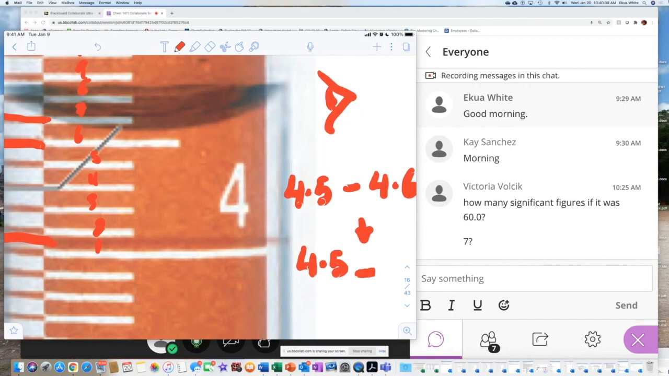Because it's not at 4.6. We're not at 4.6. We haven't gotten there yet. We are between 4.5 and 4.6. But I'm trying to figure out what number goes there. Am I halfway through, like at a 0.05 level, or am I a little bit over that? Anybody? You can give me the number in whole numbers, like 1, 2, 3, 4, 5, 6, and then I can just put the number on there.